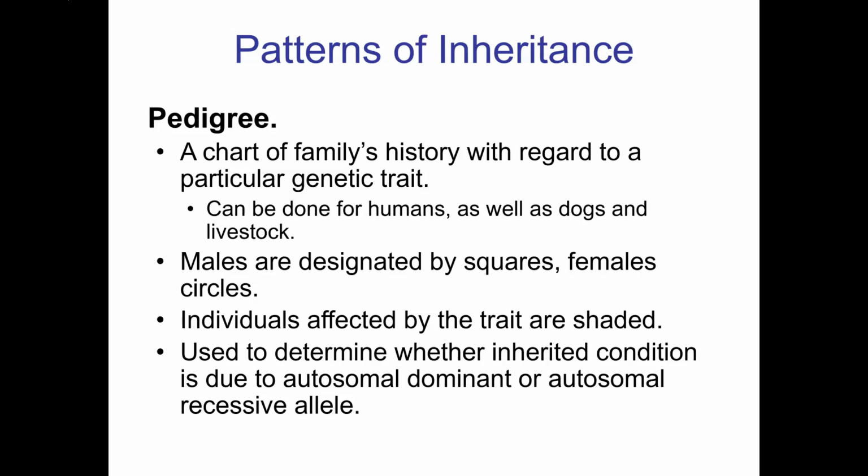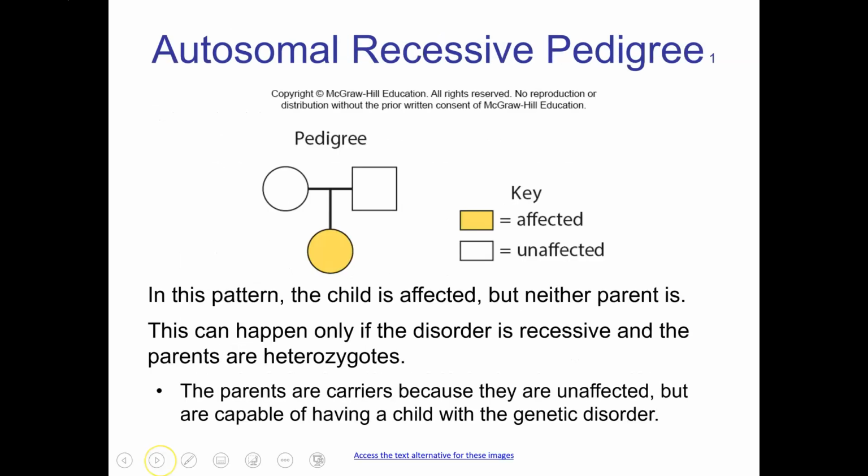We typically use males as squares and females as circles. If an individual is affected with some type of a trait, then they are shaded. If they are not affected, then they are unshaded. And we can look at family history to see if a disorder is dominant or recessive, or a characteristic is dominant or recessive. So we're looking at some pedigree for some characteristic. It doesn't matter what it is.